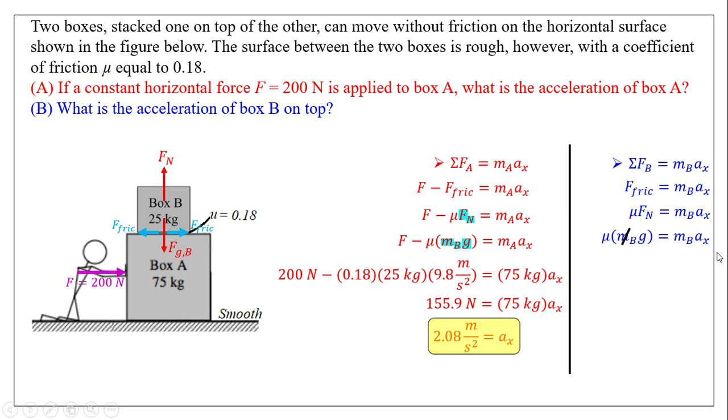As you can see here, m_B cancels out on both sides because it appears on both sides. To find the acceleration, we would simply take the coefficient of friction times 9.8. If we punch that in, we should get a value of about 1.764 meters per second squared.